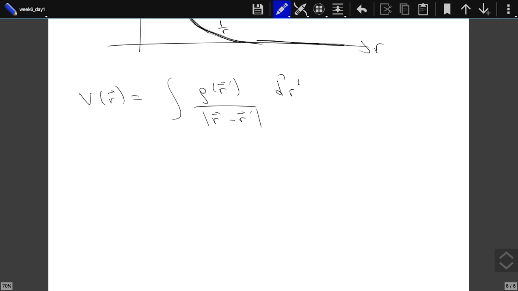Now, of course, this rho of r prime will be non-zero in a very small region if it's a localized charge distribution. And we are making measurements at a very far away point. Let's say that this charge distribution has some typical size, let's call it d. So this r prime will be less than or maybe equal to d at certain points. But this r is typically much larger than d.